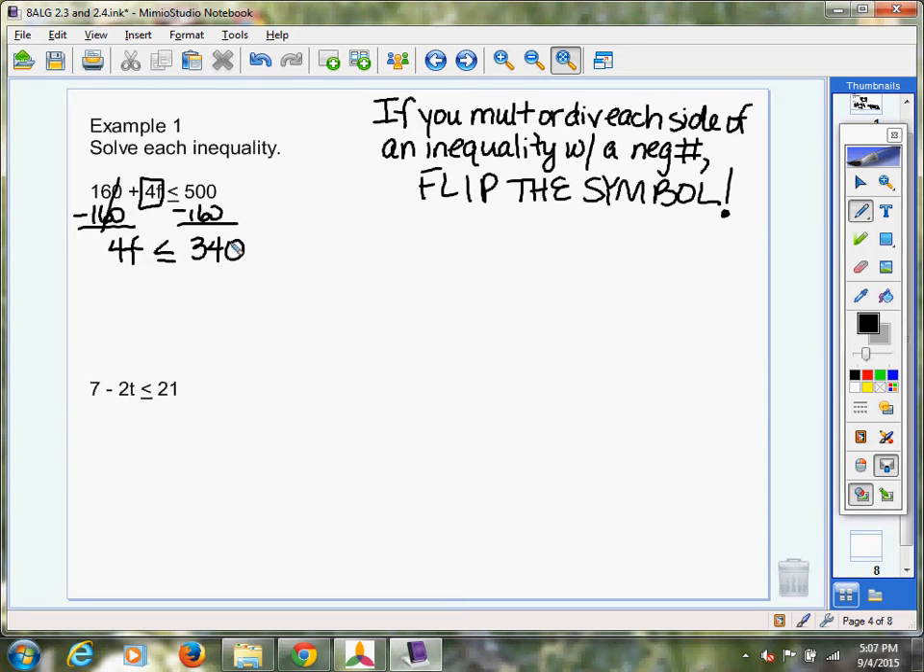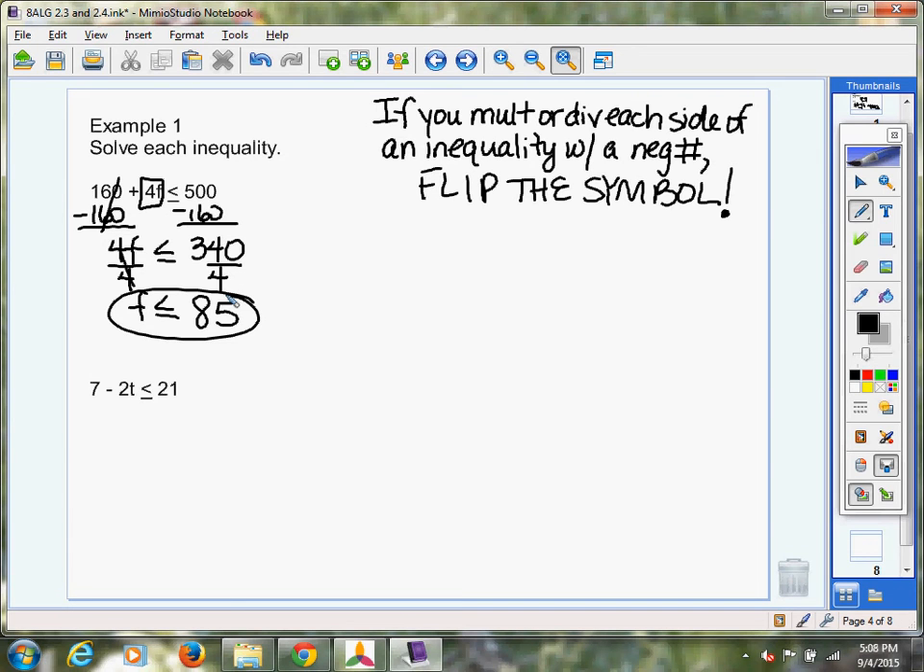Now we can get f by itself. So to undo multiplication, because that's what's going on between the 4 and the f, we're going to divide each side by 4. This is a good time, if you have a calculator, to go ahead and divide those numbers, and let's see what you end up with. And you're going to get f is less than or equal to 85. So that's how you get there. So remember, in a two-step equation or inequality, undo addition and subtraction first, then undo multiplication and division.